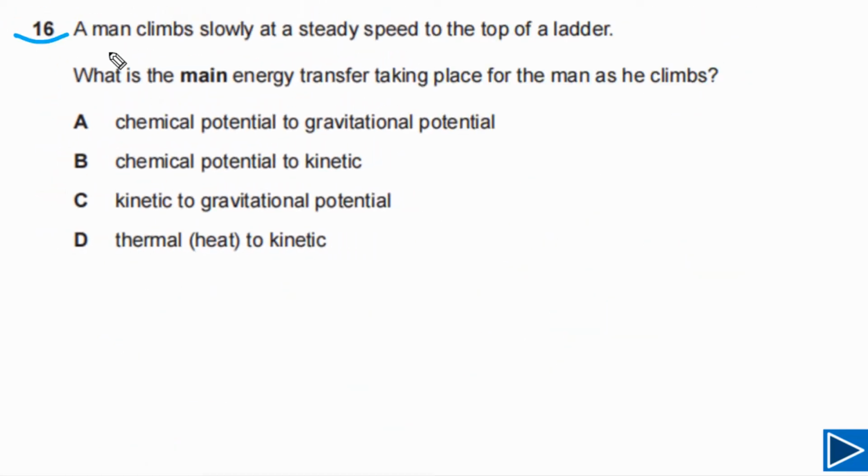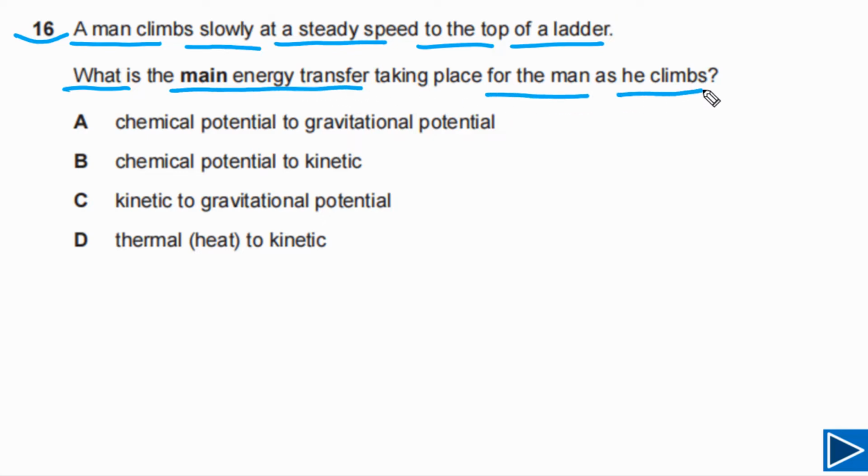For question number 16, it is given to us a man climbs slowly at a steady speed to the top of a ladder. What is the main energy transfer taking place for the man as he climbs? For this question, it is given to us the person is climbing at a steady speed.